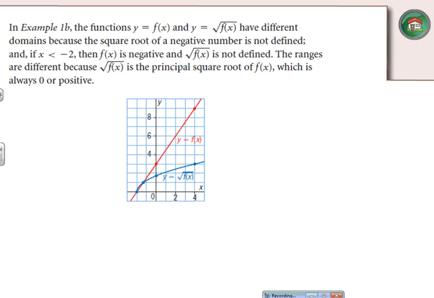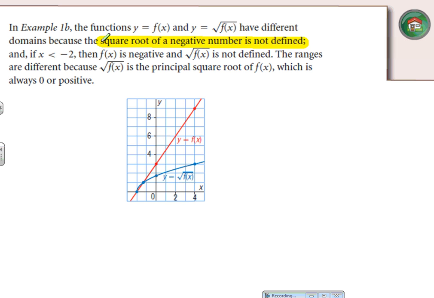So this is what we were just talking about. We're looking at page 85. If we look at this, going to the right, the functions y equals f of x and y equals the square root of f of x have different domains because the square root of a negative number is not defined. That's a key there. And if x is less than negative 2, then f of x is negative. And the square root of that is not defined.